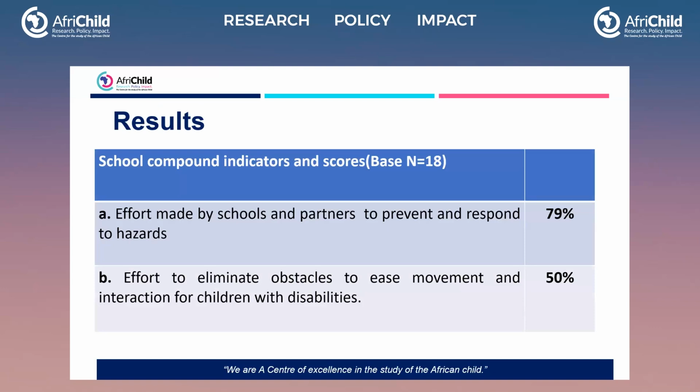Our results showed that, from the school compound indicators that we used, we found that effort made by schools and partners to prevent and respond to hazards scored 79%, while effort to eliminate obstacles to ease movement and interaction for children with disabilities scored 50%.